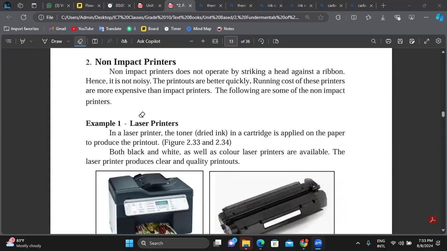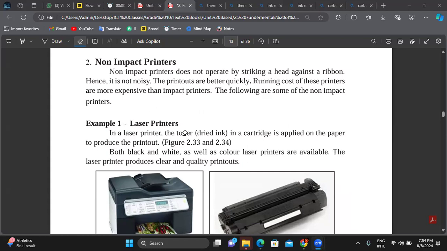The other kind of printers that we are going to discuss is non-impact printers. Non-impact printers do not operate with a strike head against a ribbon. Impact printers are noisy because the printer's head striking on the ribbon makes a small sound. But laser printers and thermal printers don't make sounds like that because they don't have physical contact with the paper.